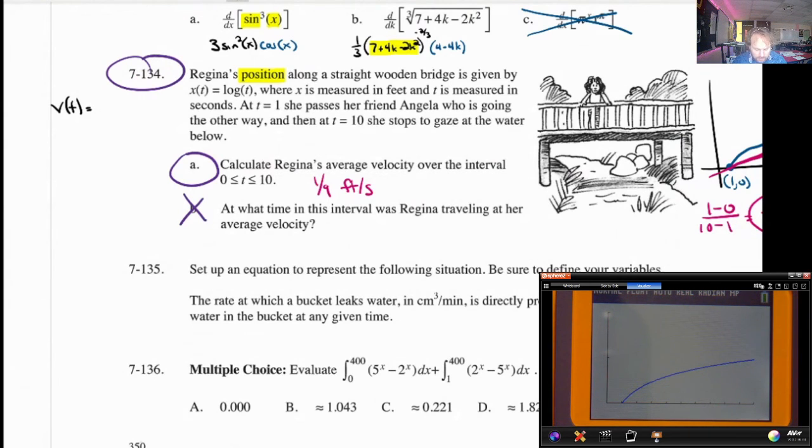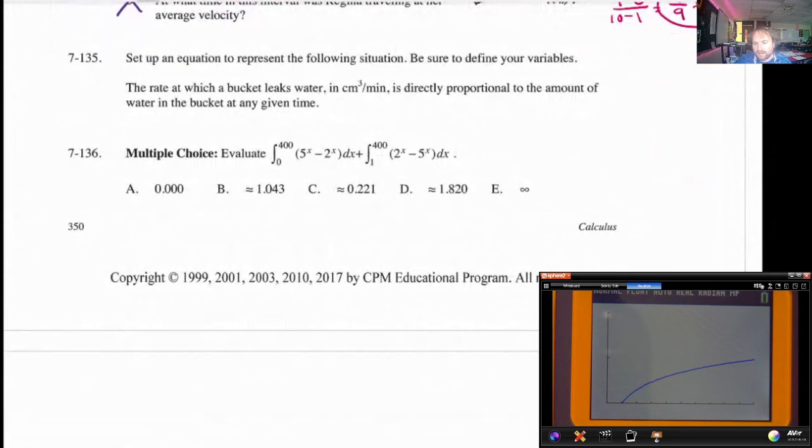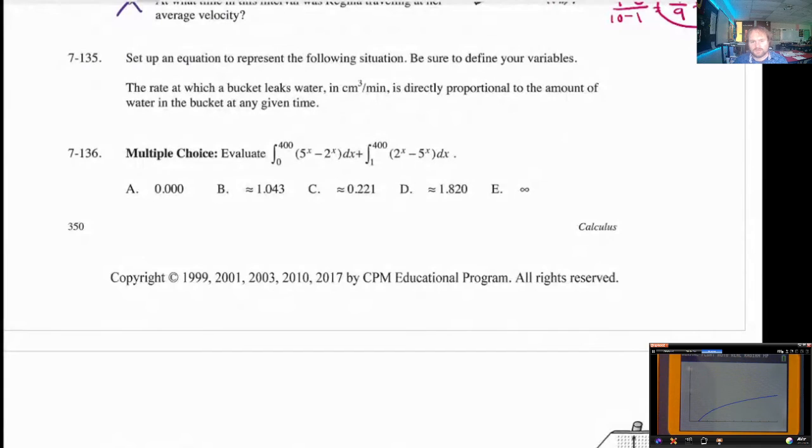Okay. Let's talk about 135. I know this. I'm being a little long-winded here. I'm going on 30 minutes, but I'm explaining a little more than I usually do here too, so I'm taking my time.